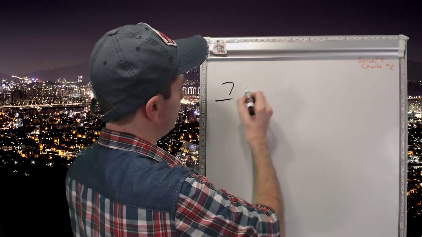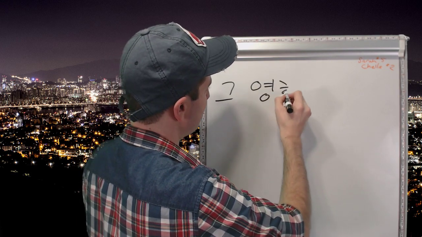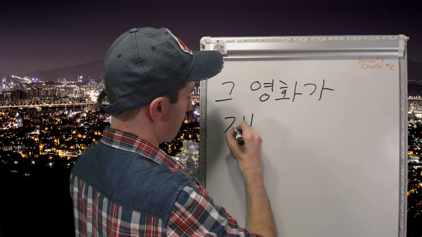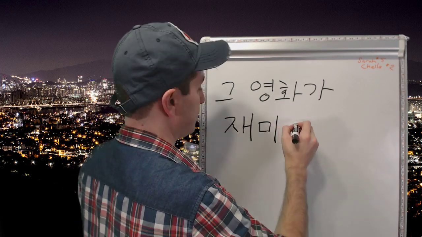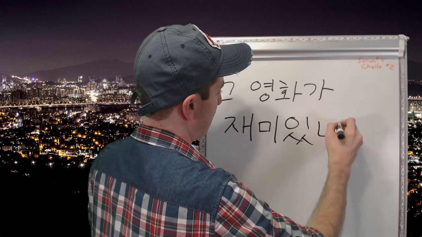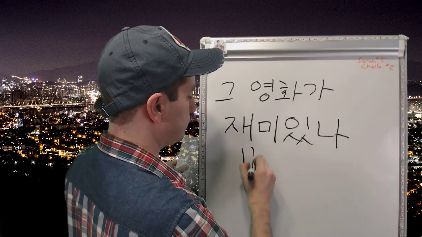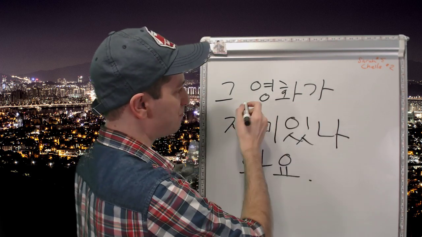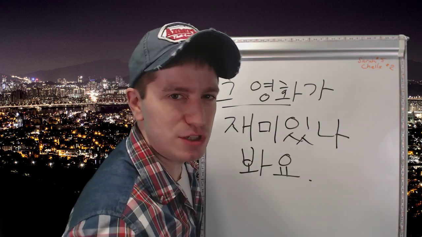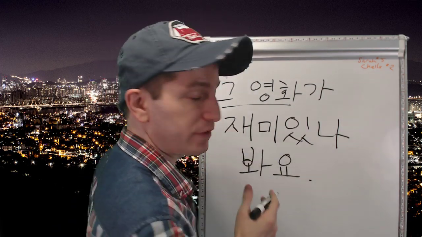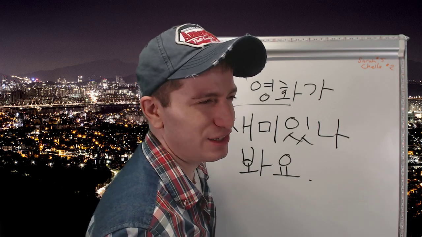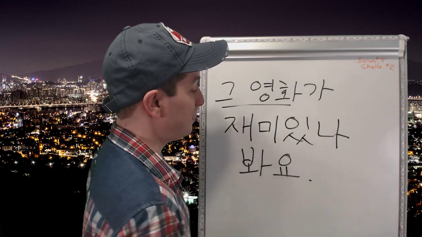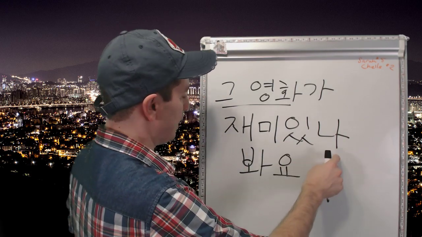So, 그 영화가 재미있나 봐요. 그 영화가, that movie, 재밌다 means to be entertaining or to be fun. So like the movie was fun. Or in English, we might just say, the movie was good. The movie was really fun, or good. But yeah, 재밌나 봐요. I guess it is fun.